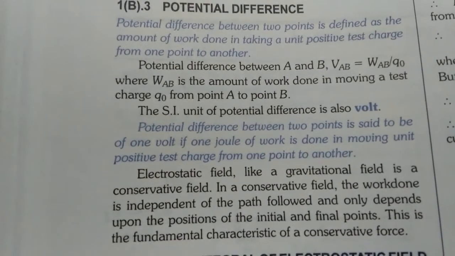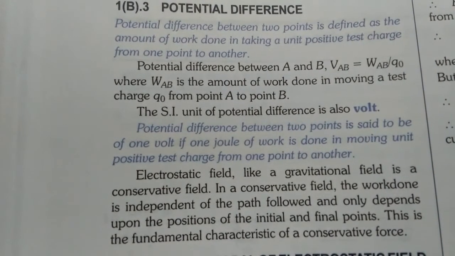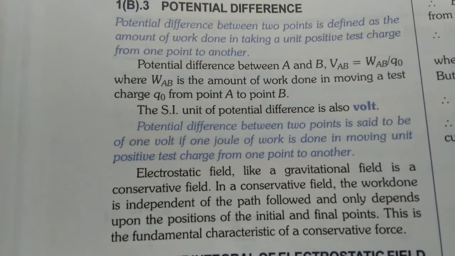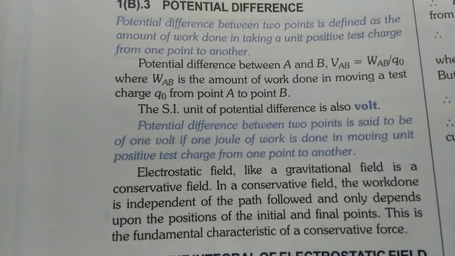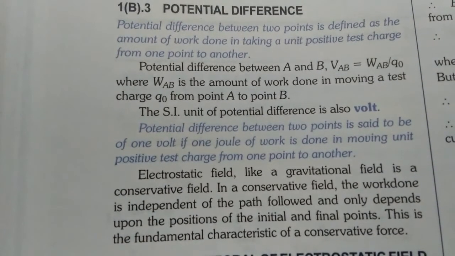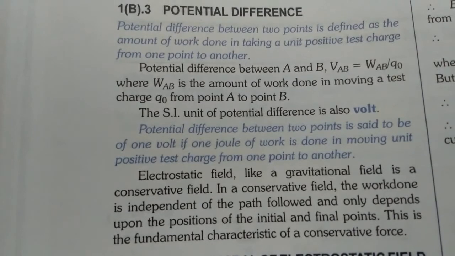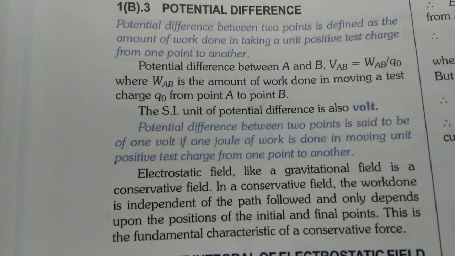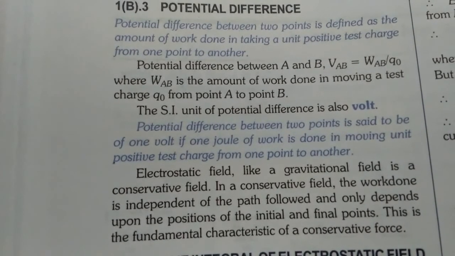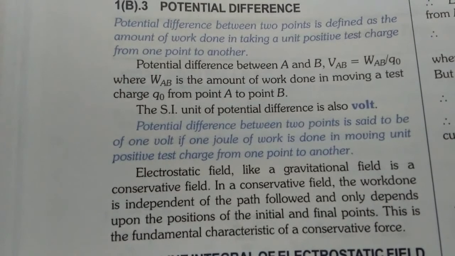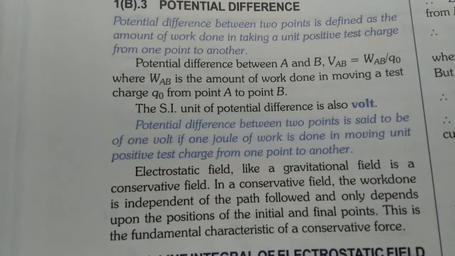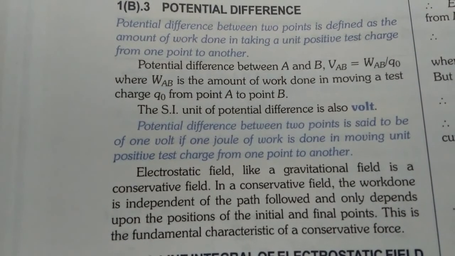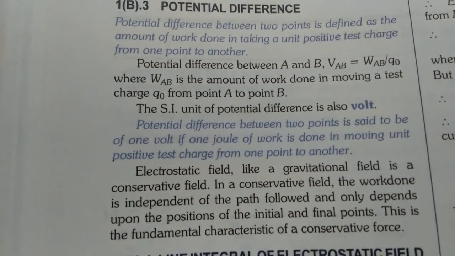And like the gravitational field, the electrostatic field is also conservative. What is a conservative force and what is a non-conservative force, we have discussed in class 11th, where with the help of one box which is falling from a height, we have proved that gravitational force is a conservative force. Like that only, the electrostatic field is also a conservative field. And conservative means it does not depend on the path, but it only depends on the initial and final position.